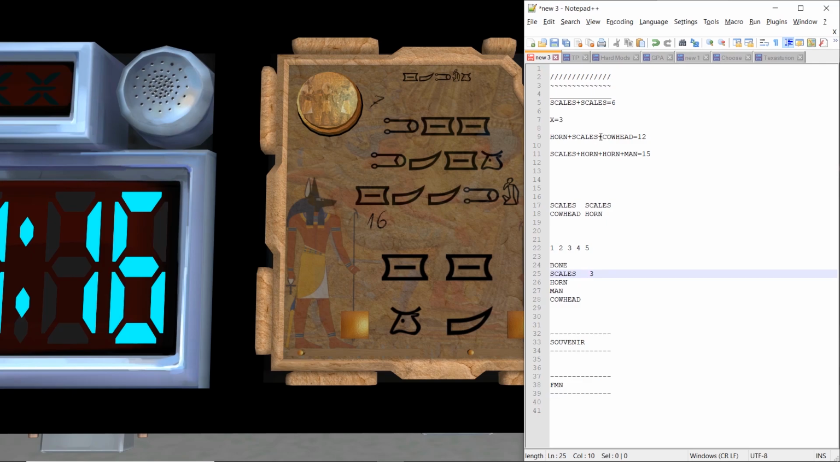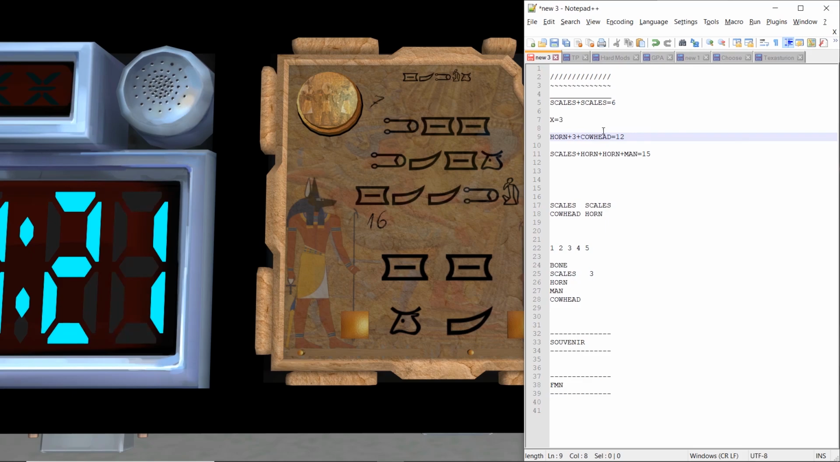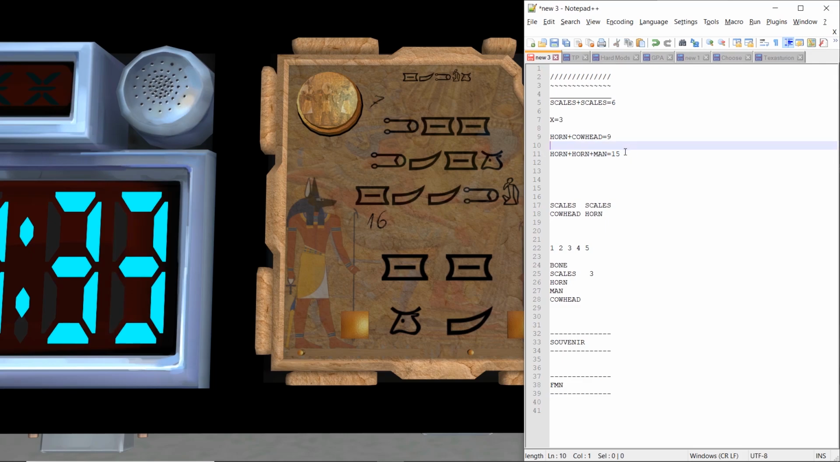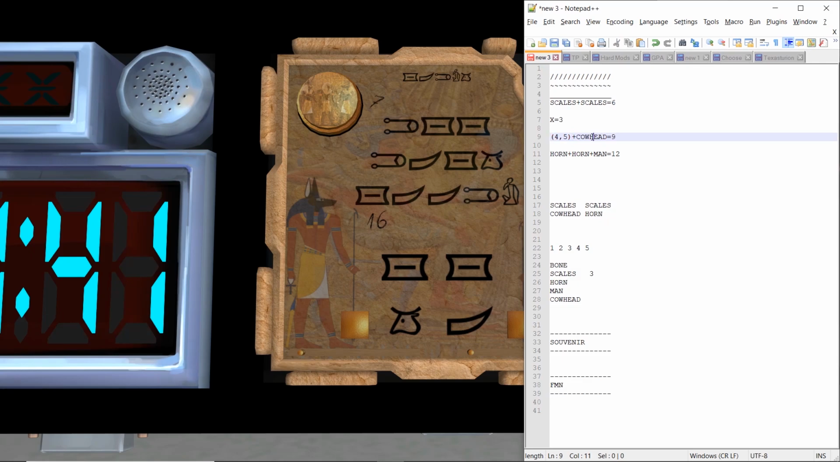Now, keeping that in mind, we can replace all the scales with the number 3, and then subtract them from the equation. So we subtract 3 from this side, and that gives us 9 over here. And we subtract 3 from this side, and that gives us 12 over here. Now, with this, we have either values of 4 and 5 for both things, since 4 plus 5 equals 9, and there's no other dual combination that will equal 9. So this is sort of just a placeholder for now.